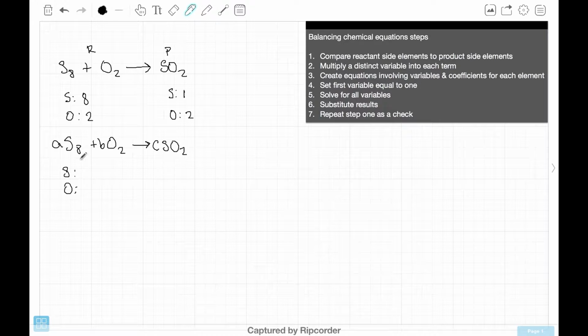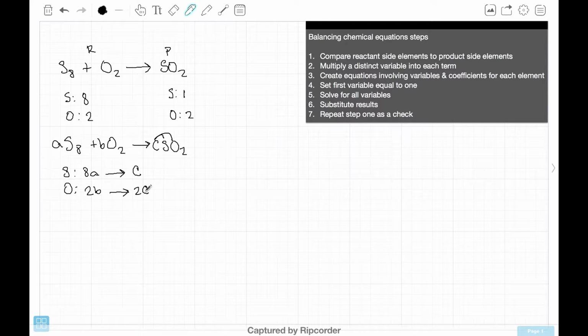And so now we're going to consider all the S's. So here we have S 8 times. So we're going to write 8A. In the second term, there's no S. On the other side, we have a C multiplying into each element. So we have 1S, so therefore we have 1C. Now, considering O, there's no O in the first term. So in the second term, you have 2B. And on the other side, you have 2C.